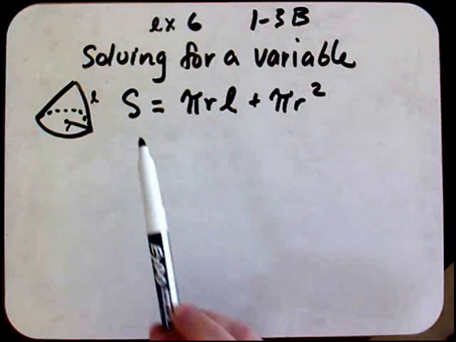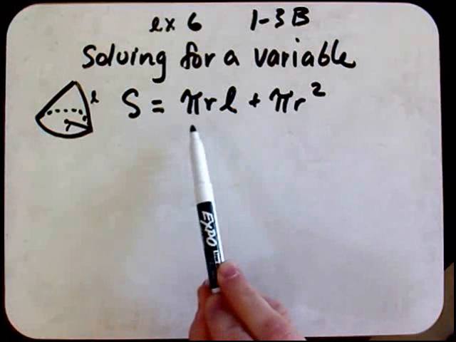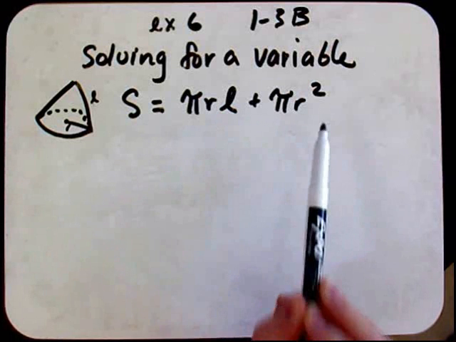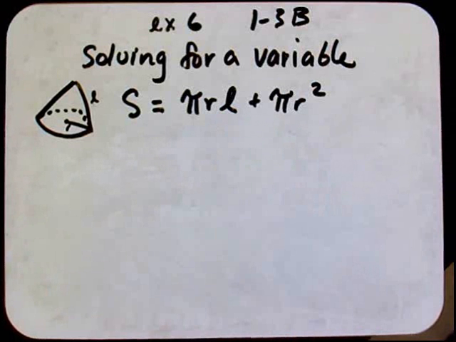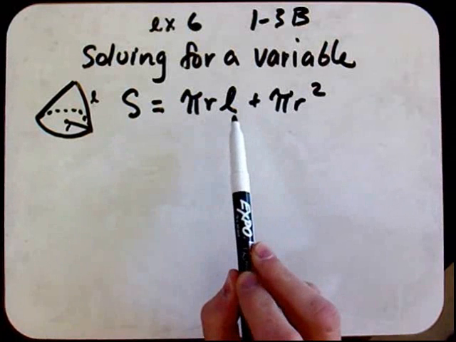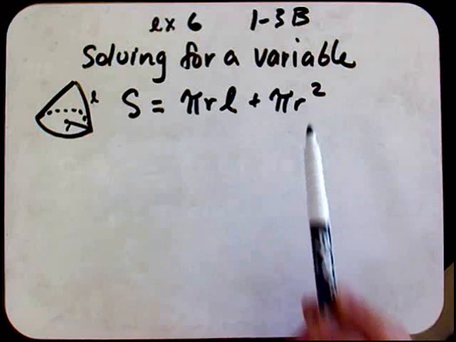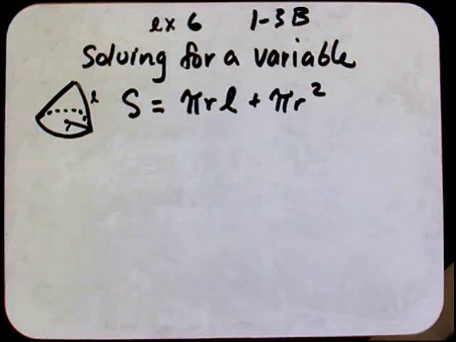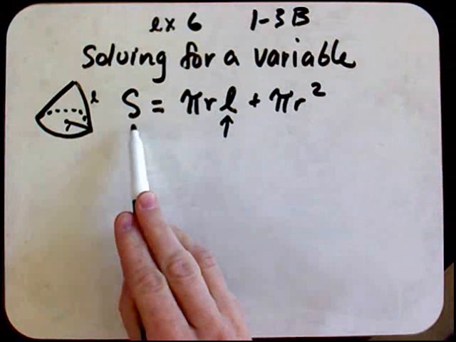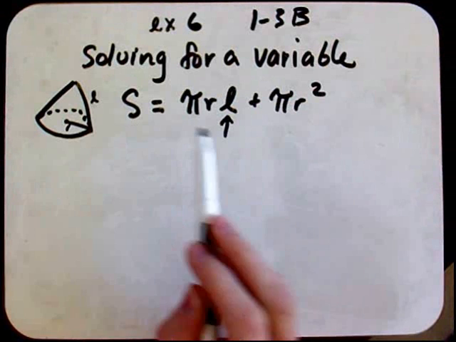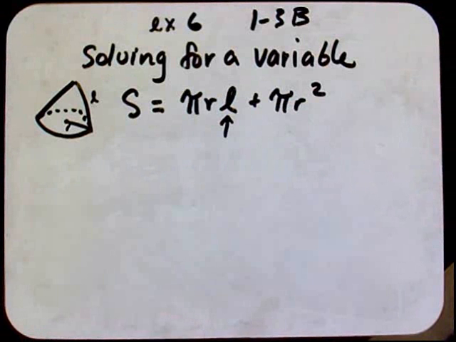And we have our formula, S equals pi RL plus pi R squared. S is the surface area, pi is pi, R is the radius, and L is the slant length, plus pi and our radius squared. So we want to solve this formula for our slant length, which is the L. And S, remember, is our surface area. So we need to rearrange this formula to get L by itself so we can solve for it.